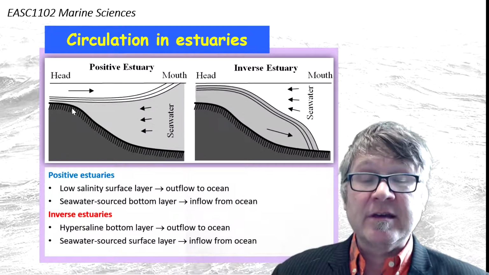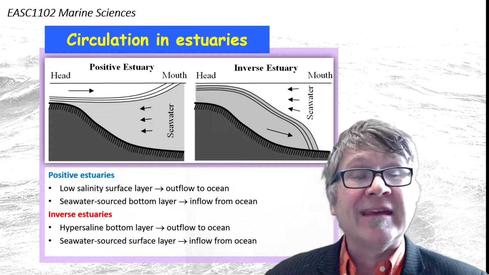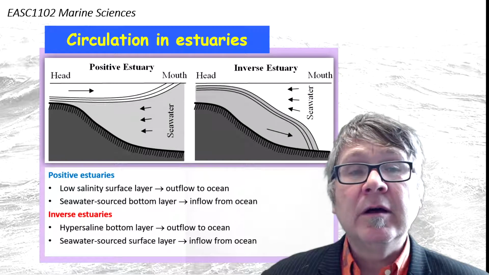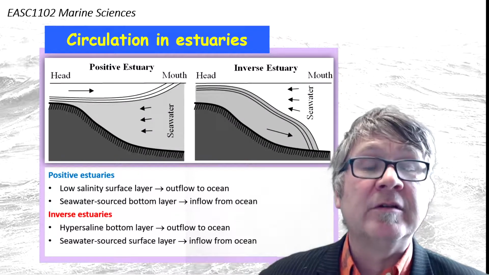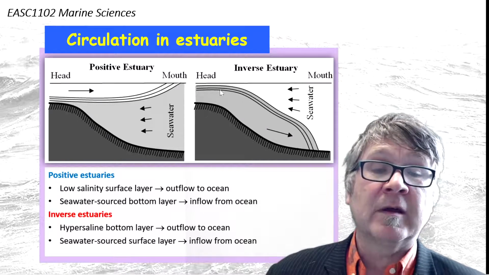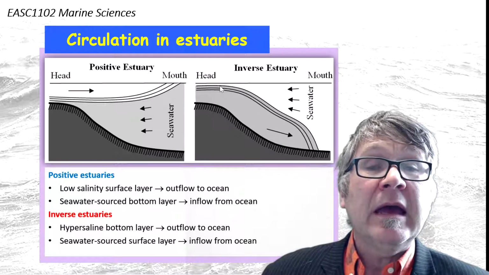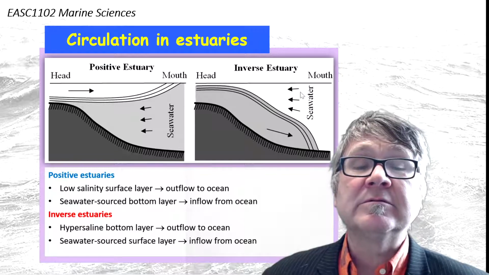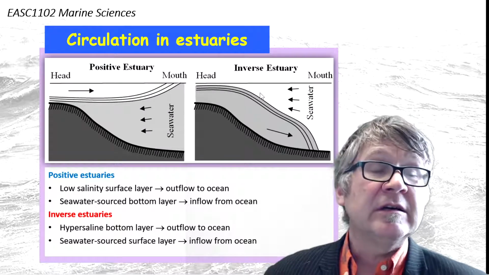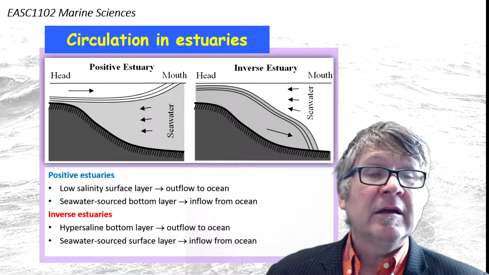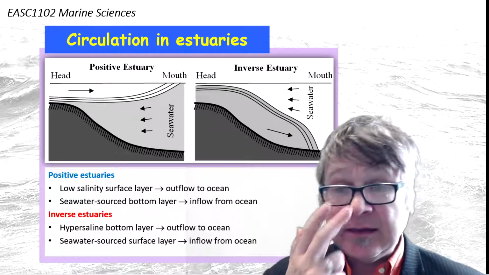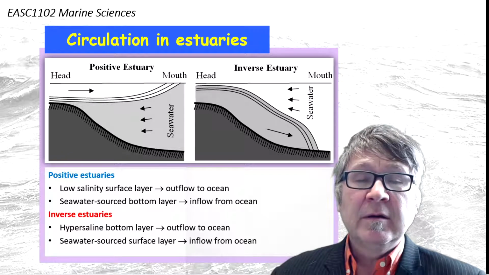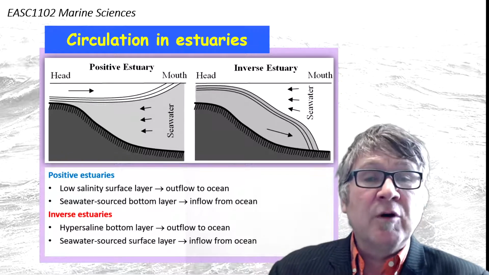In an inverse estuary, the structure is different. Here, the heavier hypersaline bottom water flows out into the ambient ocean near the bottom. And it draws in seawater in the top layer. So that's the difference between the circulation in positive and inverse estuary. Okay, and that is important to learn.